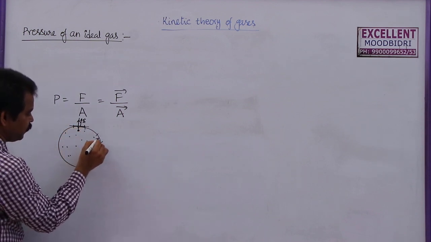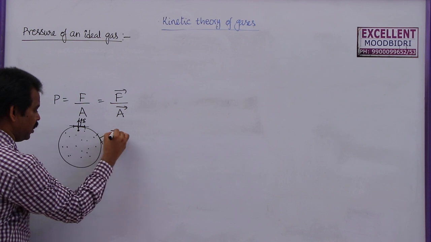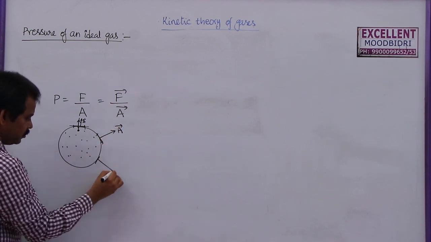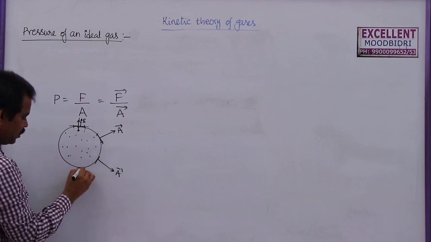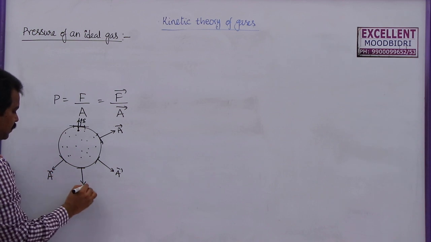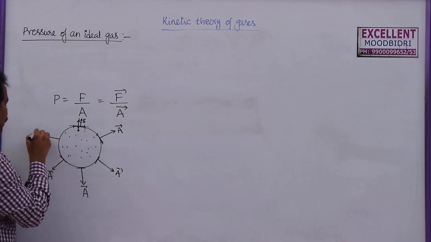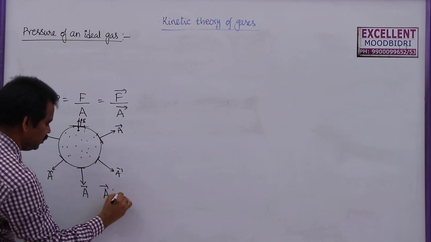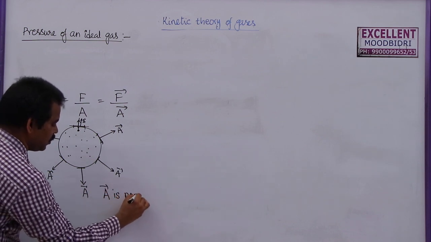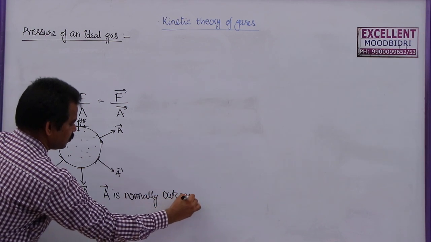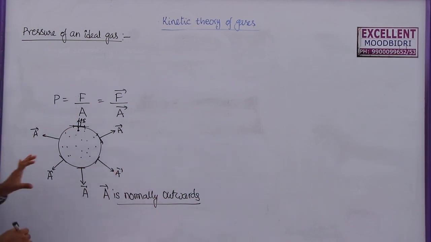Suppose here if you want to find out the pressure, you draw a normal to this surface. This is called the area vector. Here this is the area vector. Here this is the area vector. Here this is the area vector. So the area vector is radially outwards for a spherical surface. So A bar is normally outwards for a spherical body, for a spherical surface.